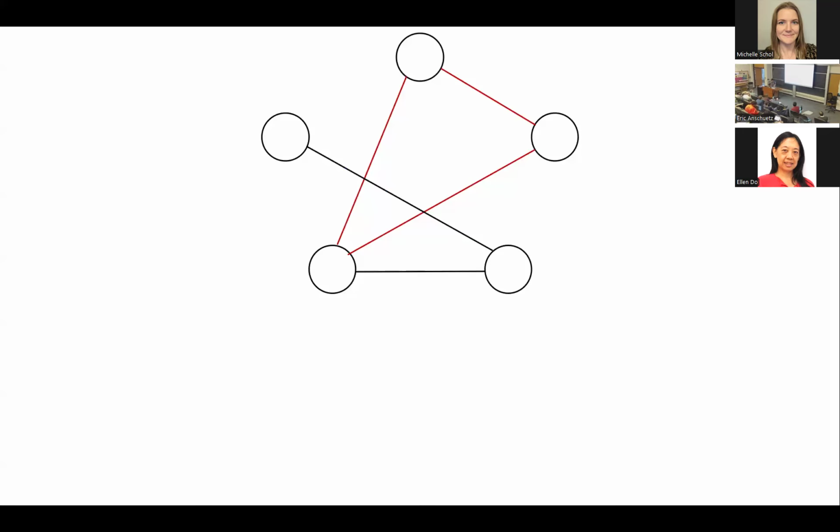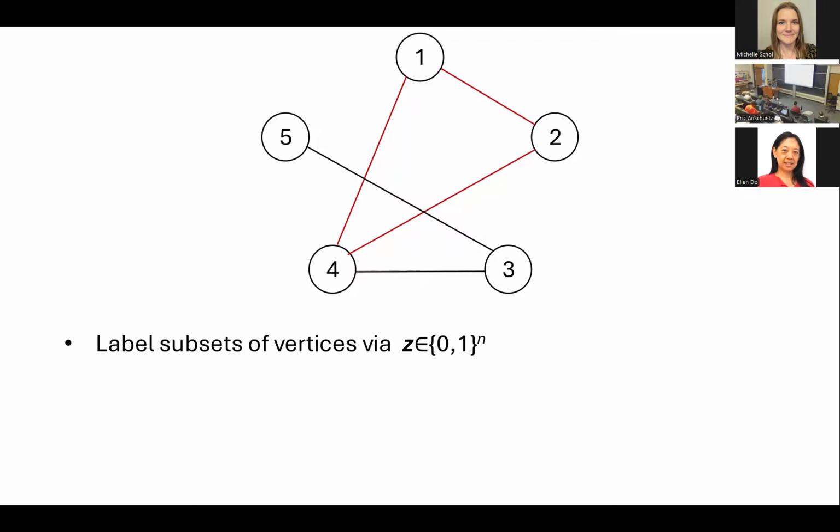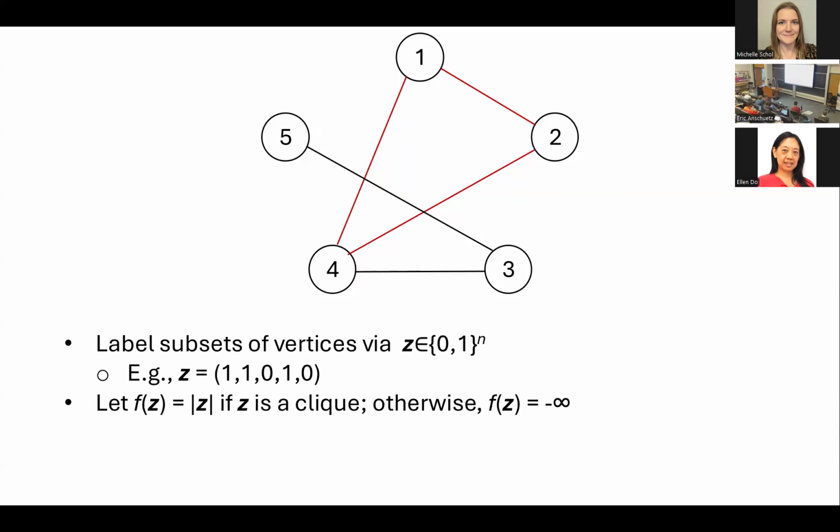So, let me just go through the idea behind this. And to do this, I'm going to get slightly more technical. I have this graph. I'm going to number the vertices, and I'm going to label subsets of the vertices with bit strings. Just as an example, this red triangle, I'm going to label with this vector, 1 if I have a vertex in the subset, or 0 if I don't. And really what we're interested in is trying to maximize this function of the Hamming weight of this bit string, with some penalty in case it isn't actually a clique.